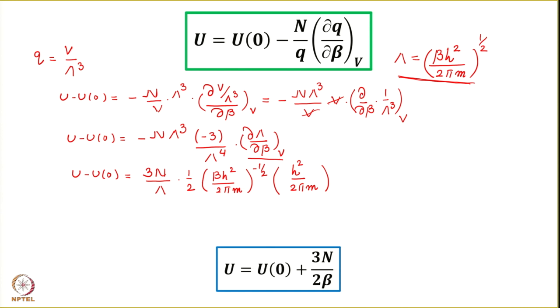Now I need to further simplify this expression. Easy way to simplify is you multiply by beta and divide by beta. No harm done. Now you recognize that these two are same terms. So what I have now, my U minus U0 is equal to 3n by 2 beta, I am combining this beta over here, into 1 by lambda, and this product is nothing but lambda. It is beta h square over 2 pi m square root, into lambda. So therefore, I get this expression: U is equal to U0 plus 3n by 2 beta.